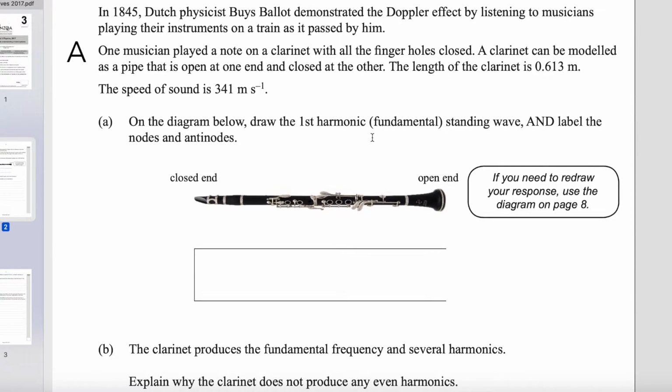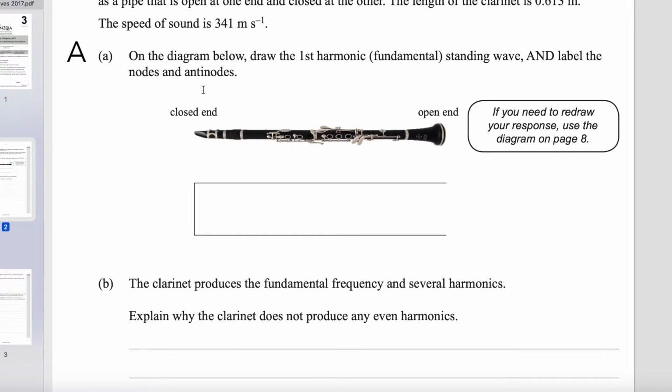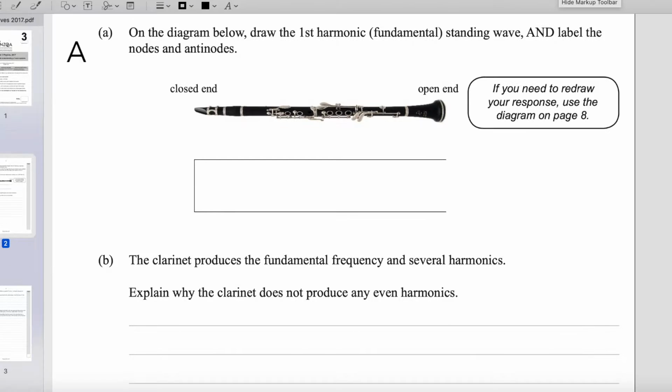We'll start here. It says, a clarinet can be modelled as a pipe that is open at one end and closed at the other. The length of the clarinet is 0.613 meters. The speed of sound is 341 meters per second. On the diagram below, draw the first harmonic standing wave and label the nodes and antinodes.